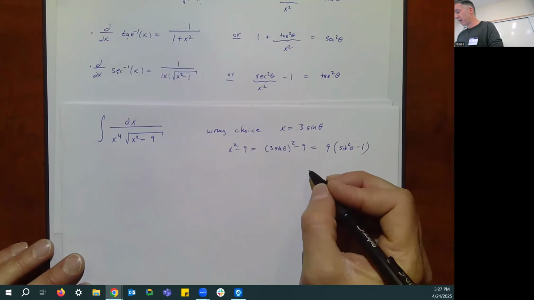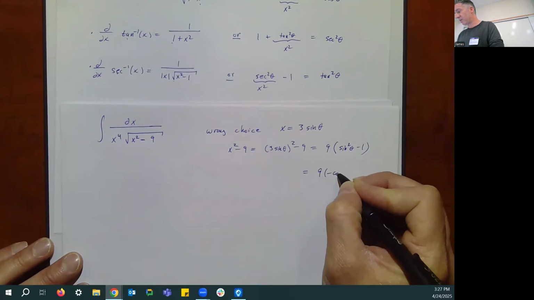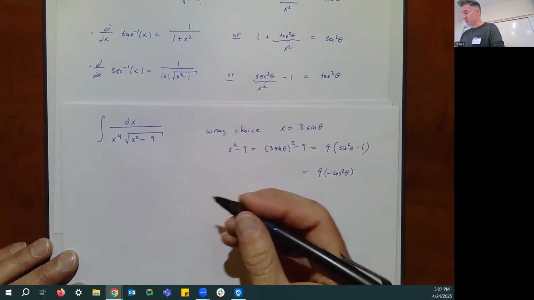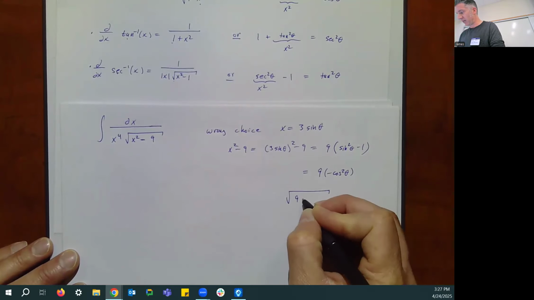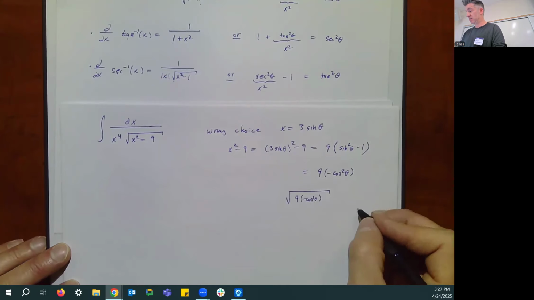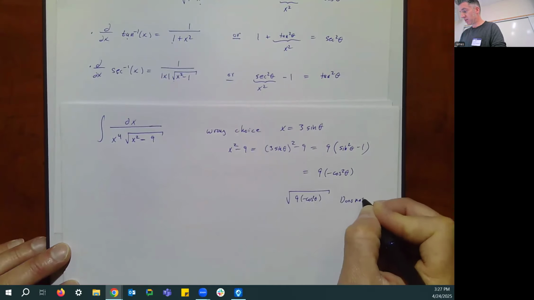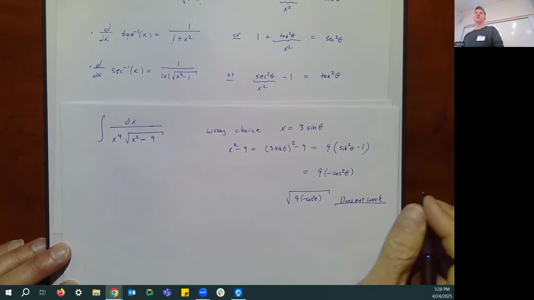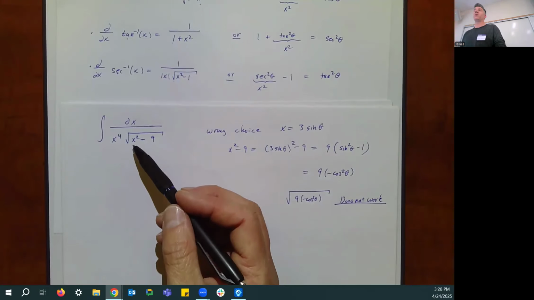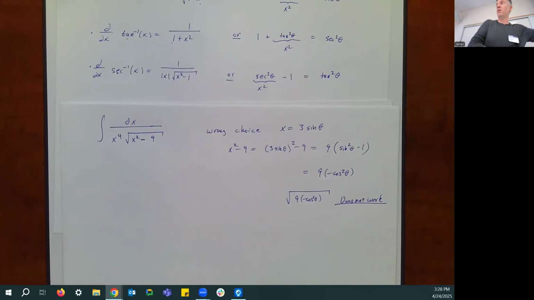And that becomes problematic because if you have 9 times negative cosine squared, and then you're trying to take the square root of that, it's always negative. The square root of 9 times negative cosine squared is imaginary. Does not work. So if you make the wrong choice, eventually you get to a place where you don't have a trig identity. Like if we'd chosen x equal to tangent, we would have encountered similar problems. We'd have had tangent squared minus 1, which isn't a trig identity.